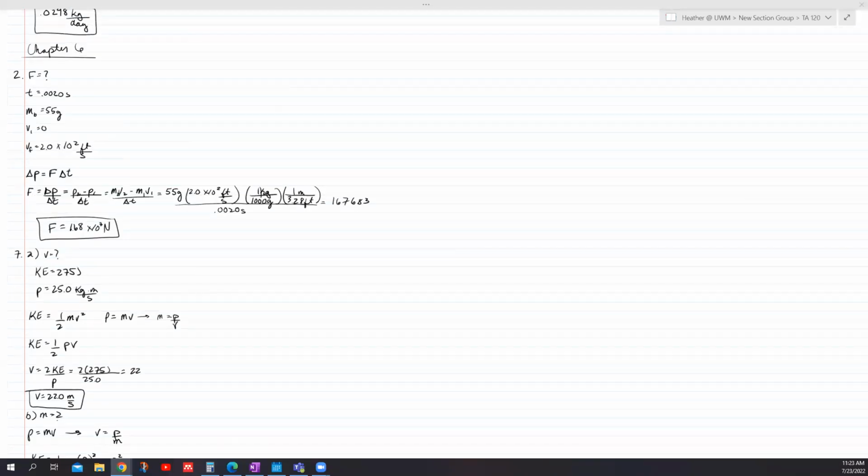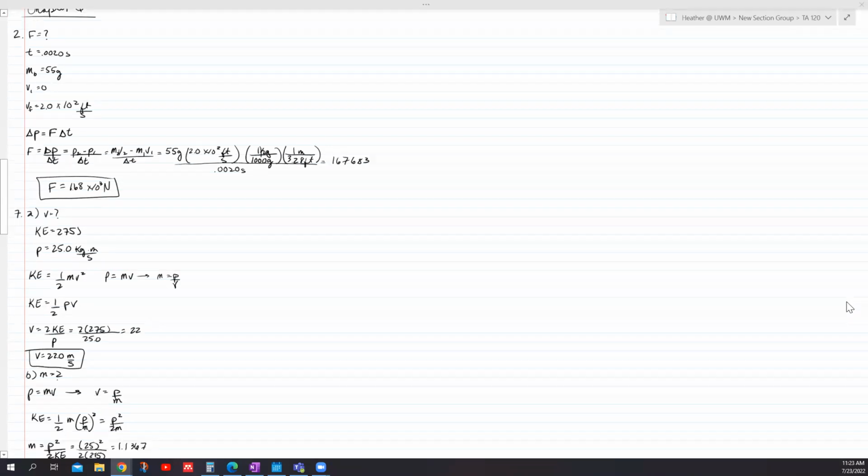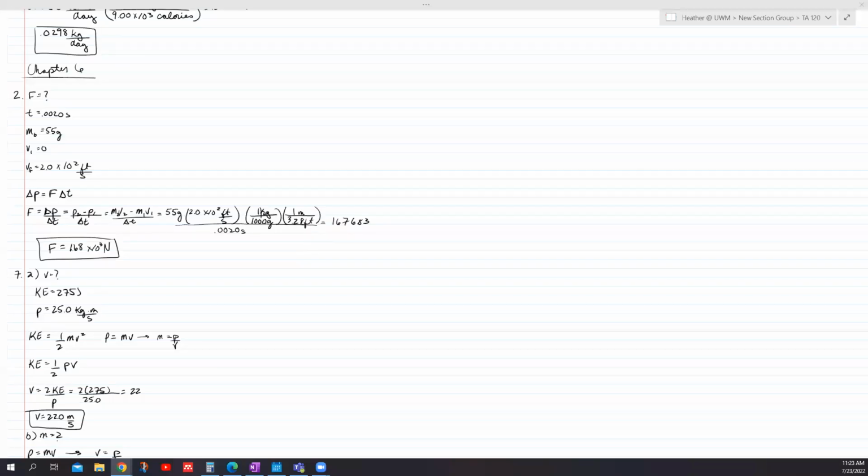All right, moving into chapter 6. We're moving out of energy and into momentum, impulse, and collisions. Ooh, our problems are going to start to get fun. All right. Number 2. You know, this one's got to be a quick problem because it's one of the first problems.